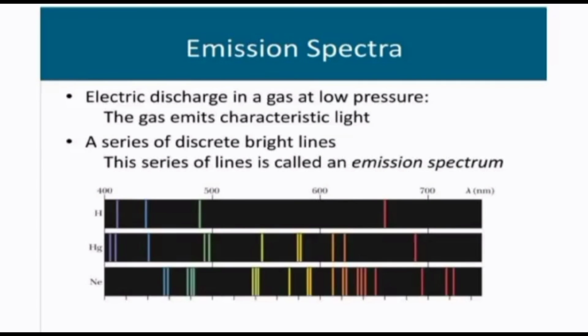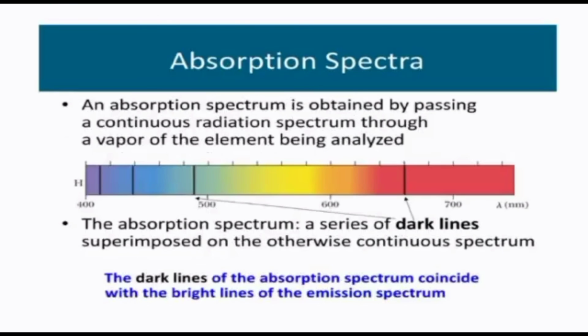First is emission spectra. Electric discharge in a gas at low pressure. The gas emits characteristic light in a series of discrete bright lines. This series of lines is called an emission spectrum. Second is absorption spectra. An absorption spectrum is obtained by passing a continuous radiation spectrum through a vapor of the element being analyzed. The absorption spectrum is a series of dark lines superimposed on the otherwise continuous spectrum. Note that the dark lines of the absorption spectrum coincide with the bright lines of the emission spectrum.